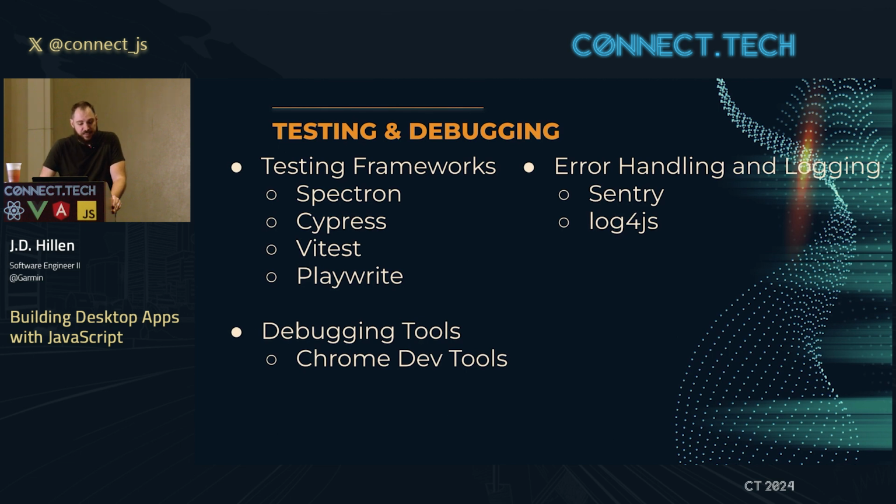Next, we have testing and debugging. There are several different frameworks that you can use for testing and debugging. Spectron is one specifically for Electron. I personally have never used this, so I don't really know a lot about it, but I do know that it is built specifically for Electron. I have a lot of experience in Cypress and Vitest. I've played with Playwright a little bit, but my previous employer, that's pretty much what we did with Cypress and Vitest. So you can still use those tools in building your desktop application.